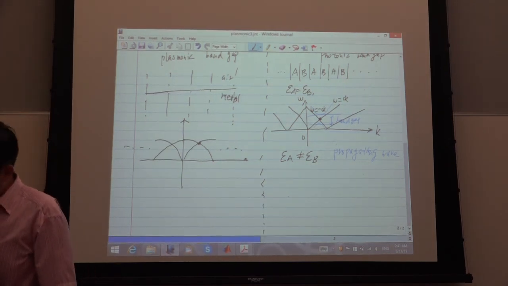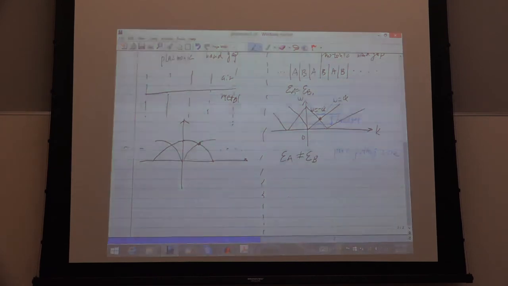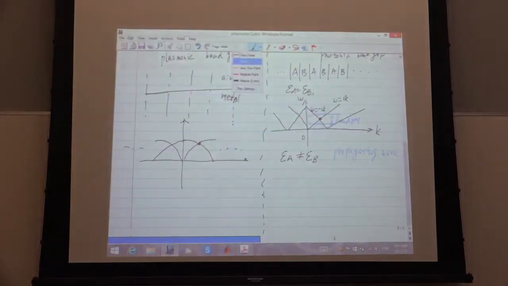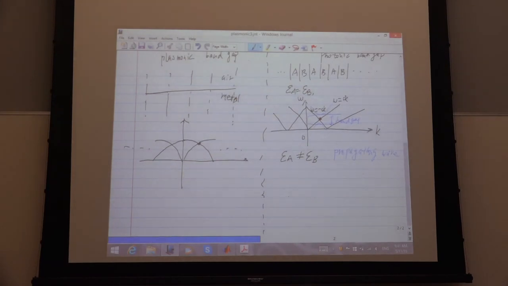Then I introduce the perturbation. I just slightly perturb this boundary. Okay, so the dispersion relation becomes something like this, something like that. So they have a gap. This gap we call a plasmonic band gap.